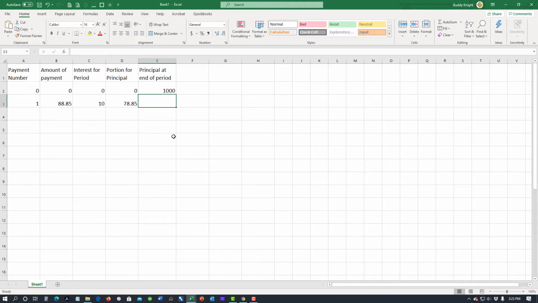And then in this box, we're going to do a calculation. I could take $78.85 and subtract it from 1,000, but I want to use a formula so that I can repeat it every month. So we're going to start with equals, and then parentheses. And I'm going to start with the principal from the previous month. And you see here it gives me the cell designation for that. And I'm going to subtract the amount that was applied to the principal in this month.